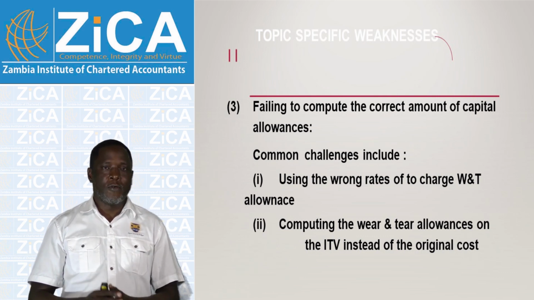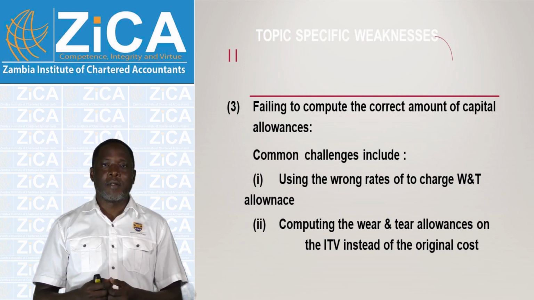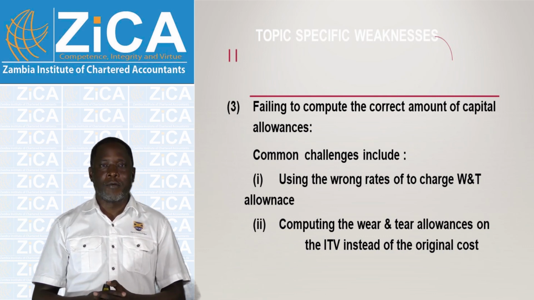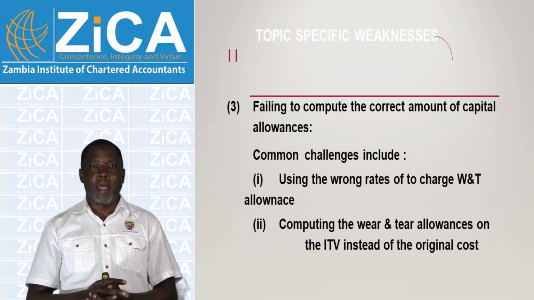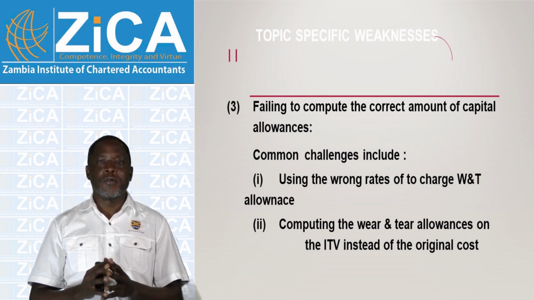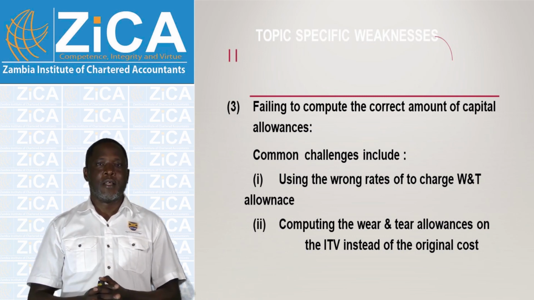In some cases, you find that students will use the income tax value to compute the capital allowances. Always bear in mind that capital allowances are computed using the original costs. They are computed on a straight line basis.